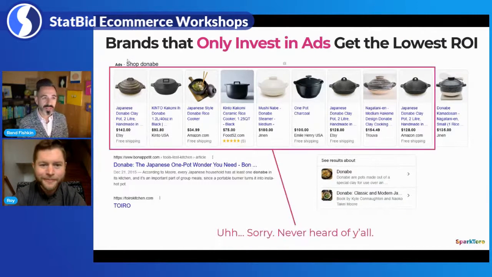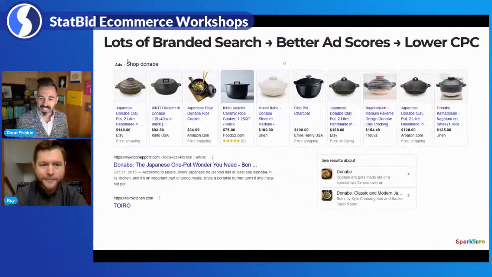But brands that only invest in ads, I have never heard of them. They're going to be paying more. I don't know whether they're any good. Sure, there's one that's $34. There's one that's $140 and it looks fancy, but am I going to get it? Lots of branded search means lots of people searching for you, clicking on you and buying from you, which means better ad scores and lower cost per click on average.